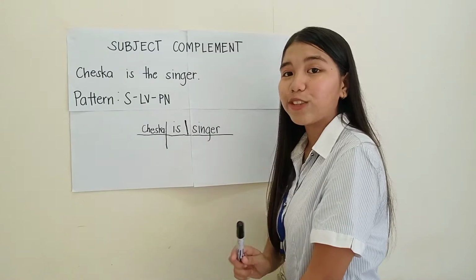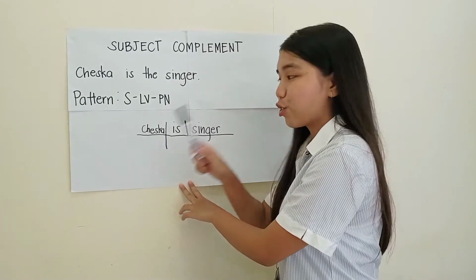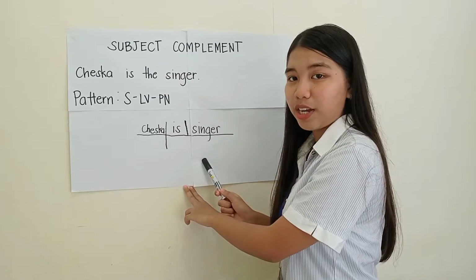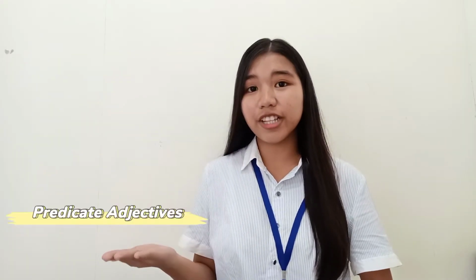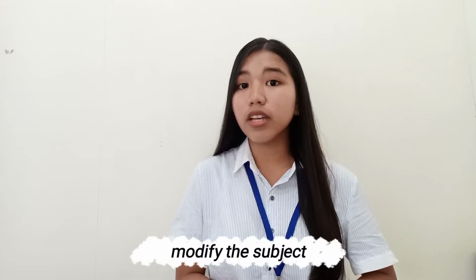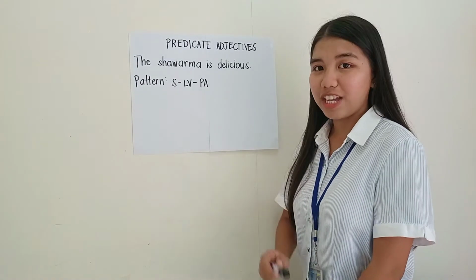We know that predicate nominatives have equal or the same values as the subject. So, Chaska is singer. That's it. That is how to diagram predicate nominatives. On the other hand, predicate adjectives, or PA, are adjectives in the predicate that modify the subject. It describes the appearance of the subject in the sentence. Now, let's move on to diagramming predicate adjectives.